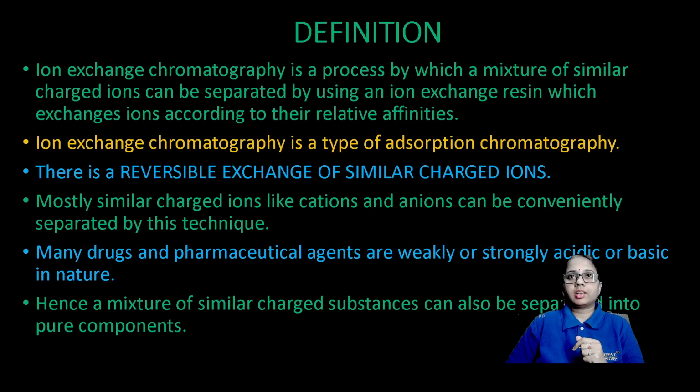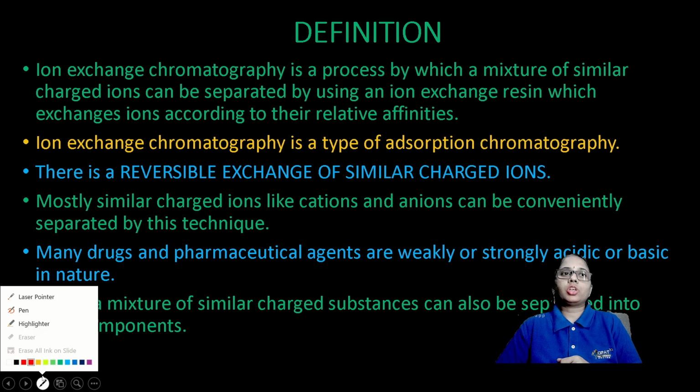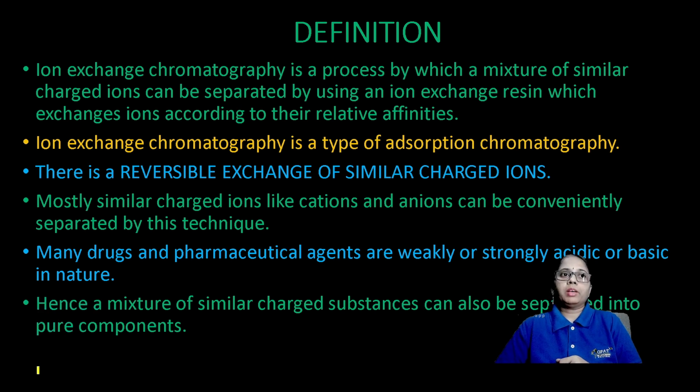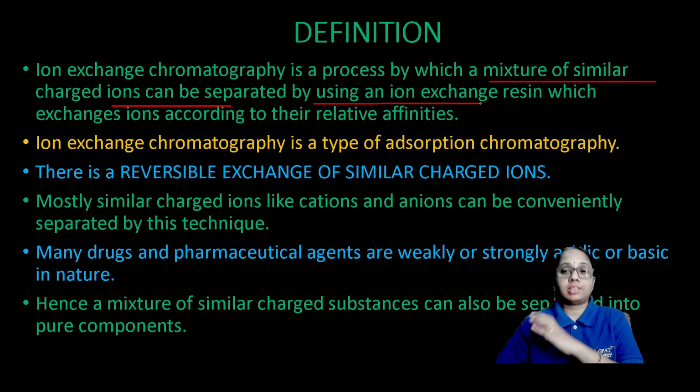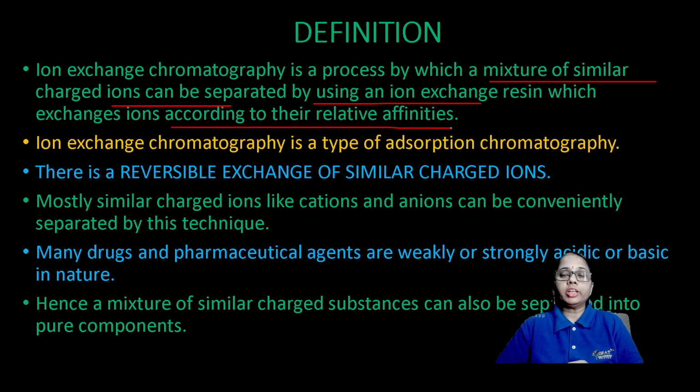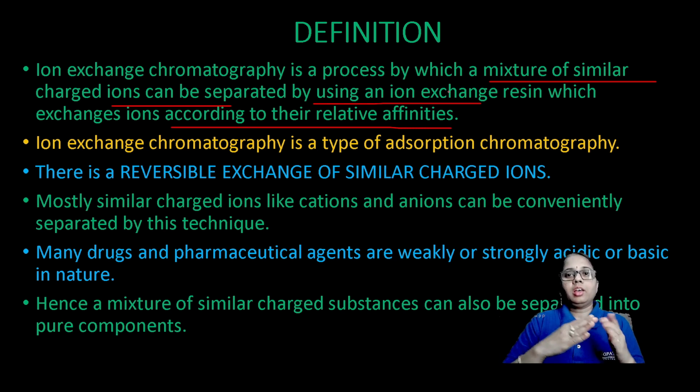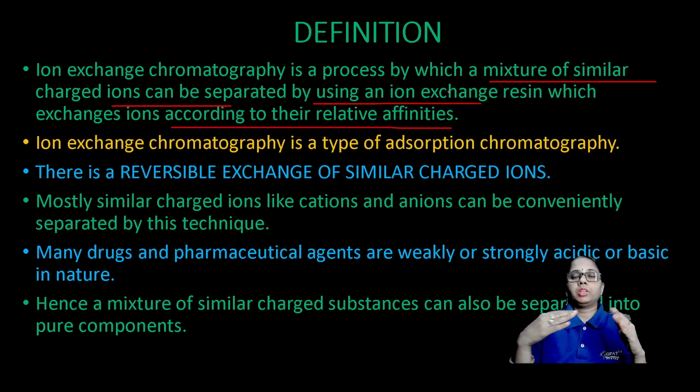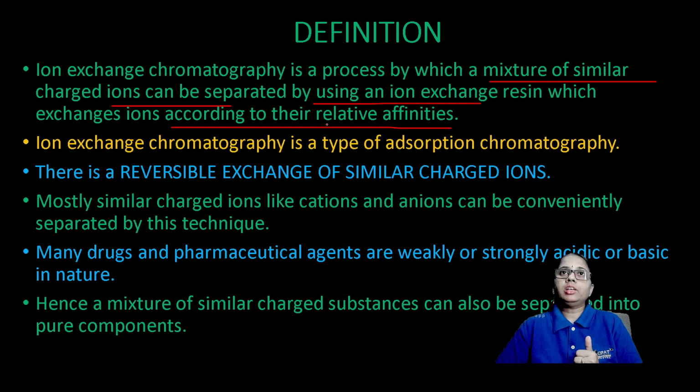Okay, let us go inside the slides. First of all, let us see the definition of ion exchange chromatography. Ion exchange chromatography is a process by which a mixture of similarly charged ions can be separated by using an ion exchange resin, which exchanges the ions according to their relative affinities. The exchange resins act as the stationary phase, and the similarly charged ions are separated by exchanging the ions, based on their relative affinities.